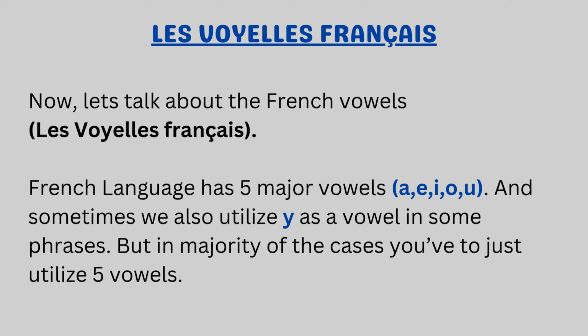Les alphabets français. Now let's talk about the French vowels. Les voyelles français. French language has 5 major vowels. A, E, I, O, U, which is A, E, O, U. And sometimes we also utilize Y as a vowel in some phrases. But in majority of the cases, you have to use just 5 vowels. So let's see the 5 vowels.